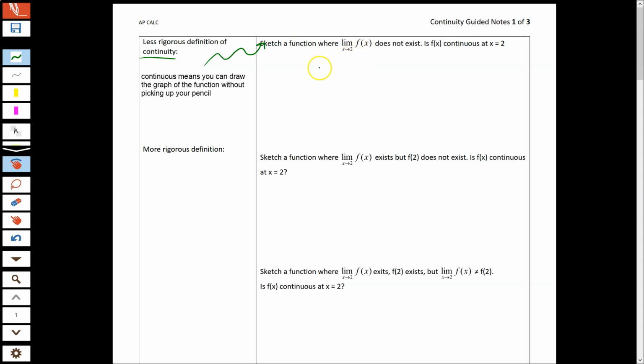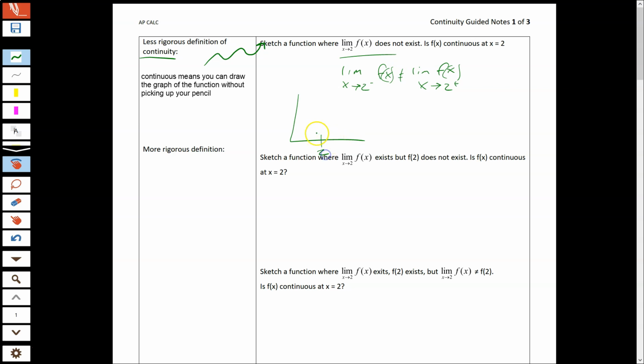So no jumps or breaks in it. Now that we have a firm understanding of limits, we can make that definition better, so more specific. So as we look through these examples, we should see a pattern start to emerge. So first example is a function where the limit as x approaches 2 does not exist. So that means that the left limit and the right limit are not the same. And that might look something like this.